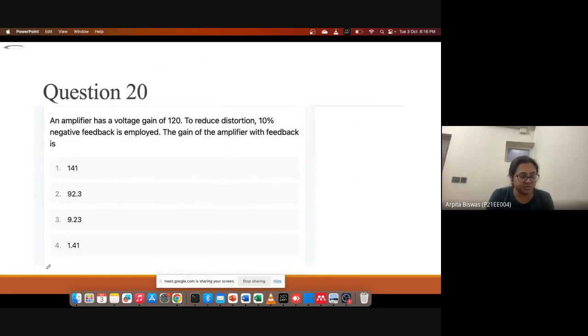So this is question number 20. An amplifier has a voltage gain of 120. To reduce the distortion, 10% negative feedback is employed. The gain of an amplifier with feedback is: first option is 141, the second option is 92.3, third option is 9.23, and the fourth option is 1.41. Okay, so try to calculate it. I'm just coming back in 1 minute.